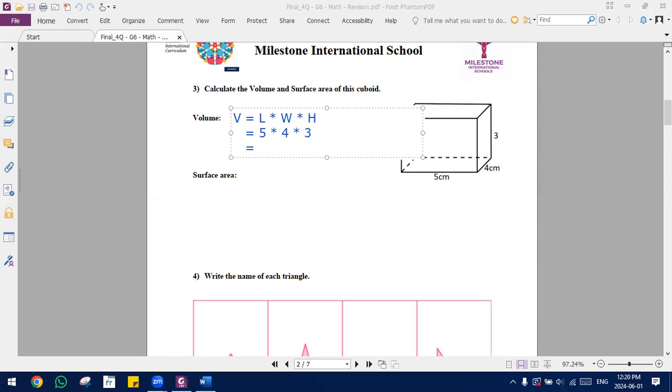So 5 times 4, 20. 20 times the 3, 60 centimeter. Okay, here I'm multiplying 3 values. So it should be centimeter cube.